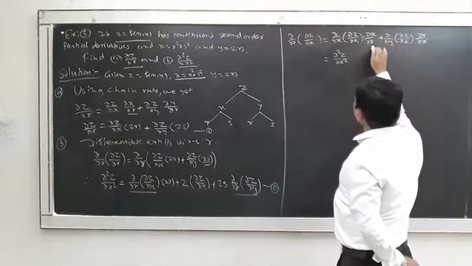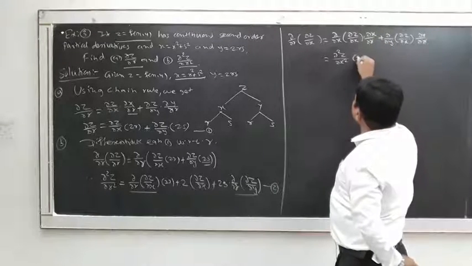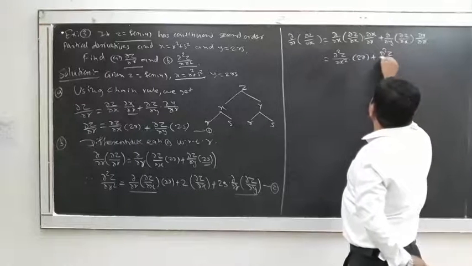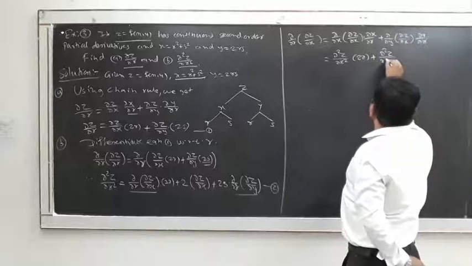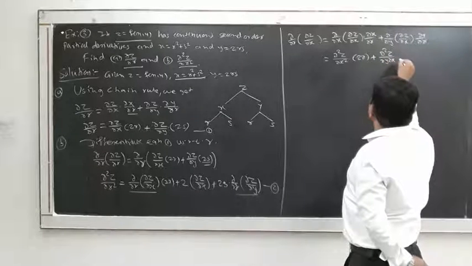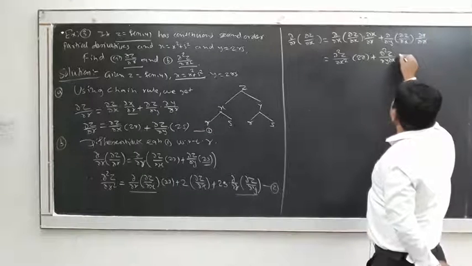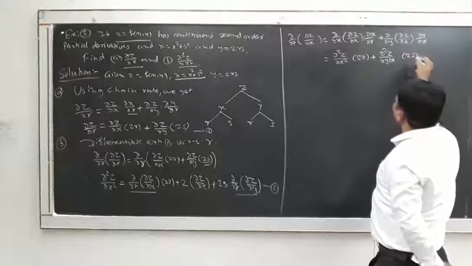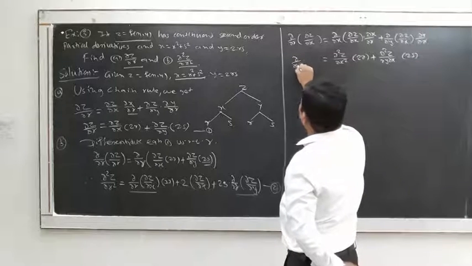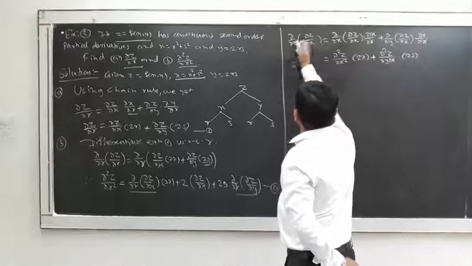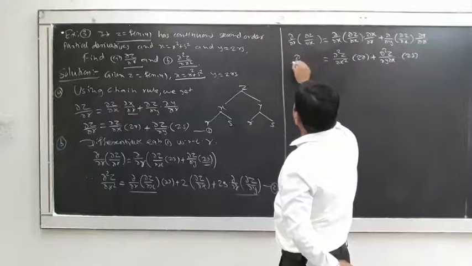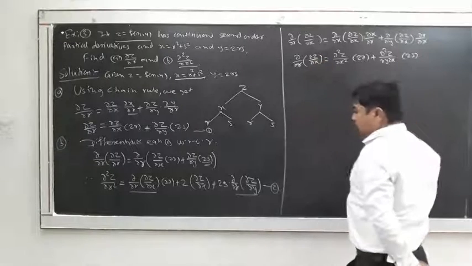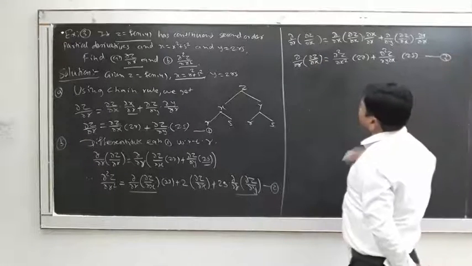∂x/∂R, ∂x/∂R it is 2R, plus again it should be what? ∂²z/∂y∂x into what? Into ∂y/∂R, it is 2S. So you can write this ∂/∂R of ∂z/∂x. So this is equation number 3.